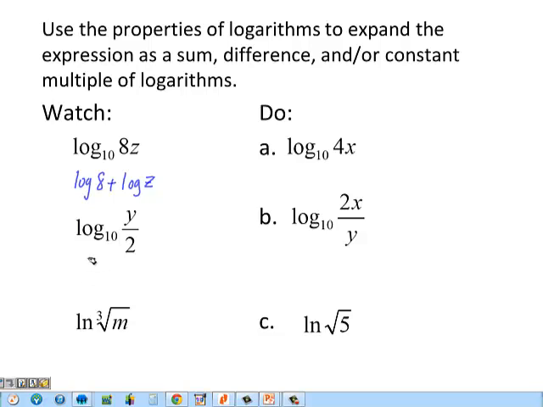On this one, it's division, so it's going to be subtraction. So you get common log of y minus the common log of 2. And first, I'm going to rewrite this as m to the 1/3, and then I'm going to put that in the front. So this is going to be 1/3 natural log of m. Okay, you do these 3, pause it, come back and look at it.